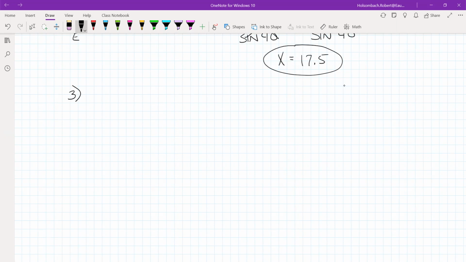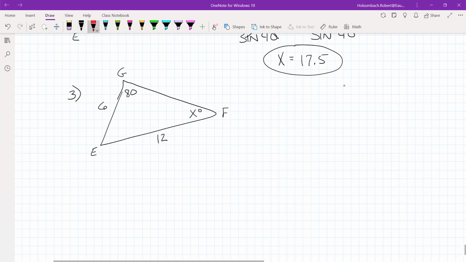All right, problem number 3 here. We've got GEF again. GE is 6. E to F is 12. Angle G is 80. And now look, they're asking for an angle measure. So you're going to want to highlight or star something. This is going to be the same concept, but it's going to be one more step.